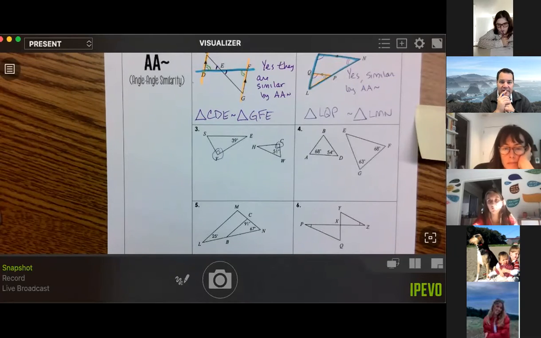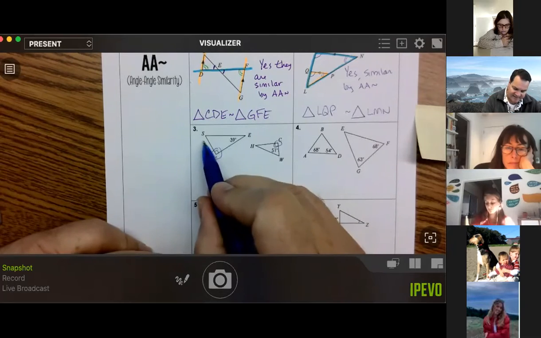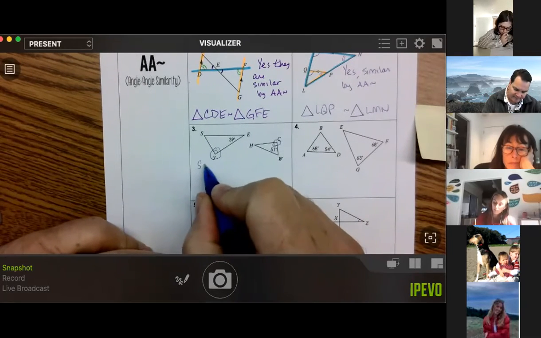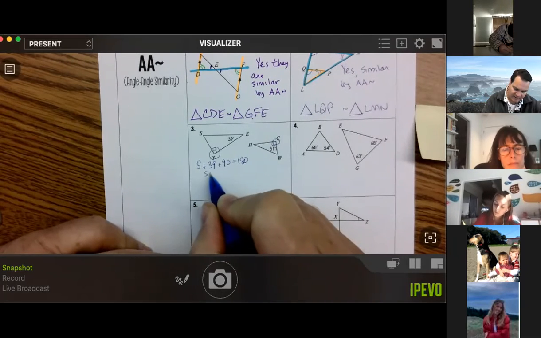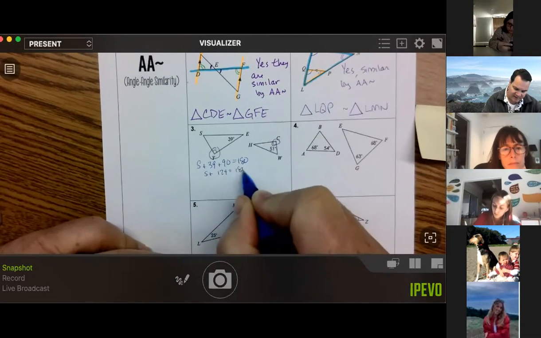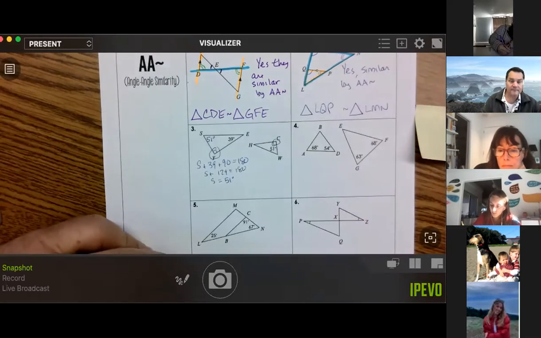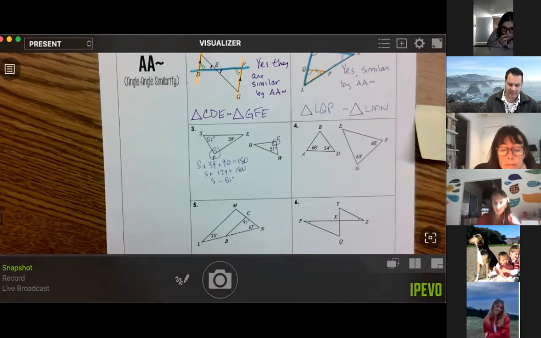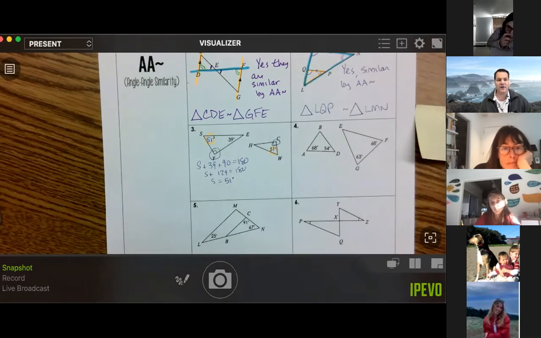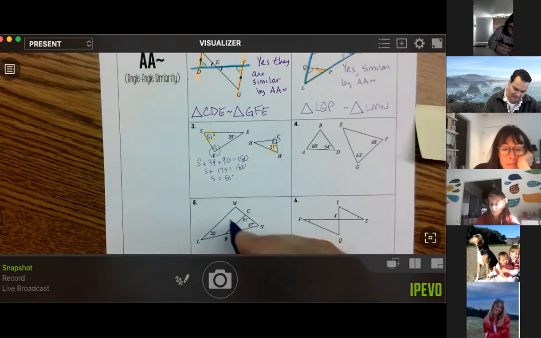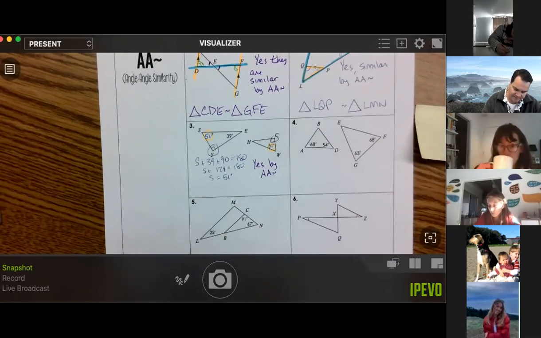But there's three angles in a triangle, aren't there? So if we know that this angle S and 39 and 90 make 180, S plus 129 equals 180, then S must be 51 degrees. And once I do that, can we see then that we actually do have similar triangles because those angles are also the same. So we can say yes by AA similarity.